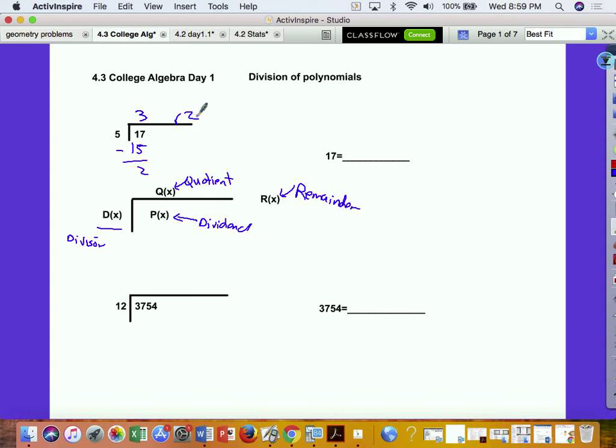Okay? Now, an important thing is you need to know how to put these numbers back together. So we want to make this 17 using the 5 and the 3 and the 2. If you multiply the divisor times the quotient, add the remainder, that would equal the 17. So that's always going to be the case. The dividend, which is the polynomial that we're dividing, is equal to the divisor times the quotient plus the remainder.